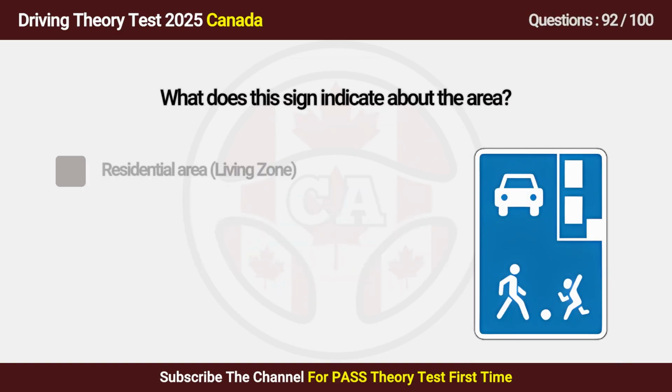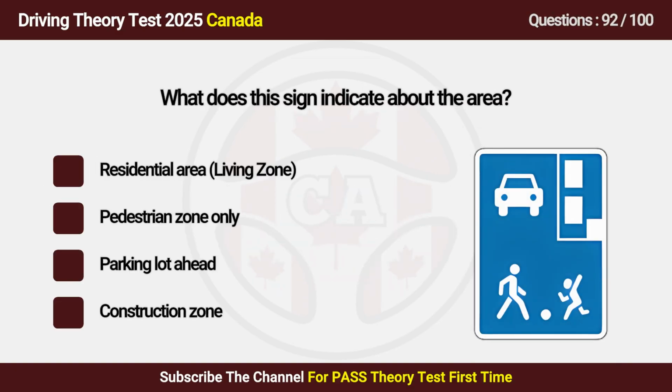Question 92. What does this sign indicate about the area? A. Residential area living zone. B. Pedestrian zone only. C. Parking lot ahead. D. Construction zone.